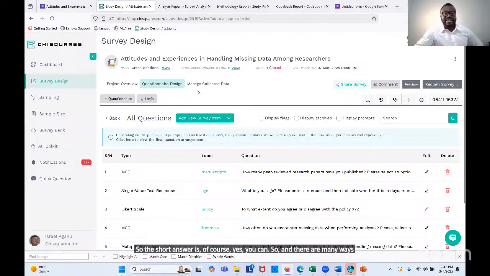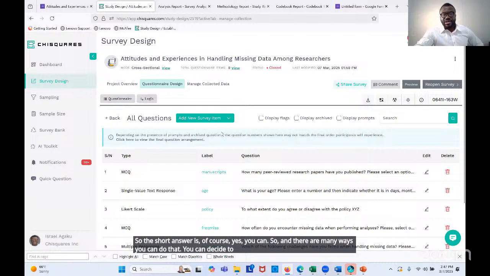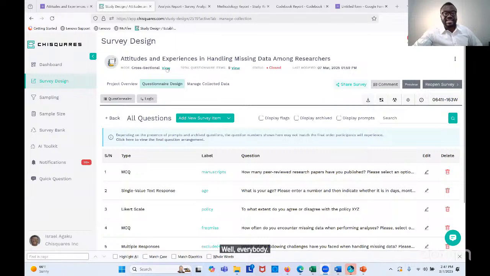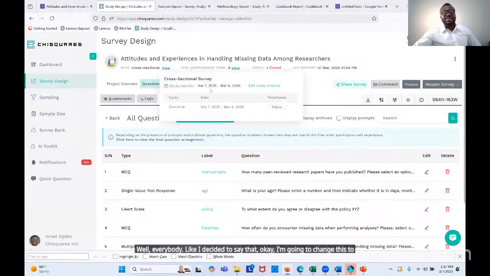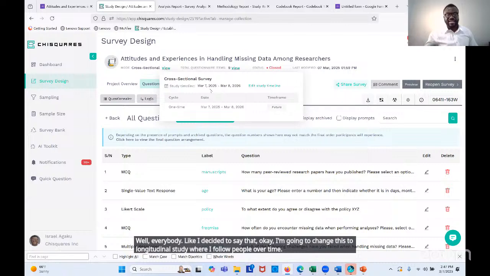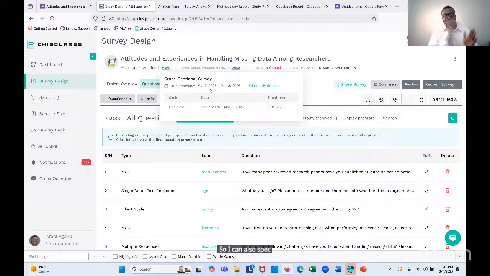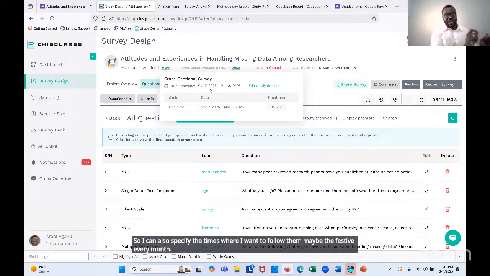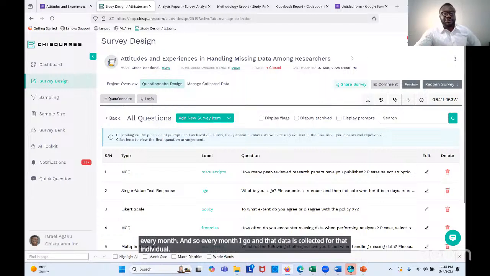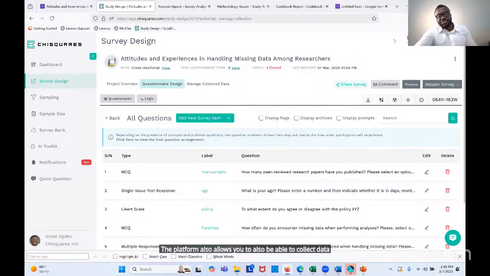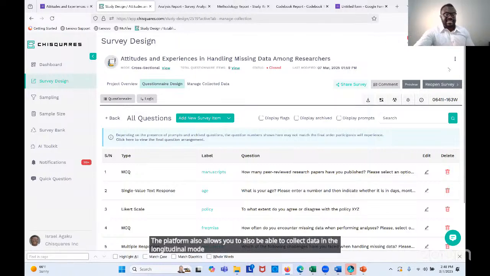You can decide to set up a longitudinal study. Right now the survey is cross-sectional, where we collect data at one point in time for everybody. But you can decide to change this to a longitudinal study where I follow people over time, right? So that I can also specify the times where I want to follow them, maybe the first of every month. And so every month I go and that data is collected for that individual. The platform also allows you to collect data in that longitudinal mode, even in offline settings where there is no internet.